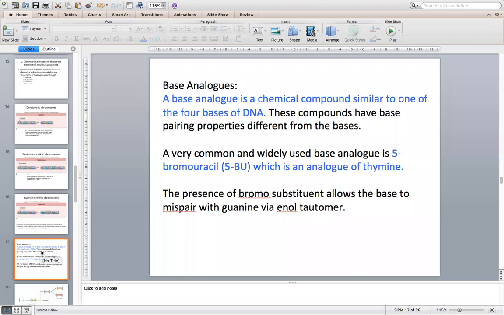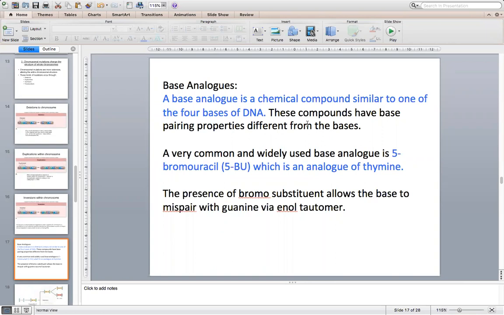Next one is the base analog. Now we are going to see the chemical mutation. In chemical mutation, we have the base analog. Analog means something that is similar. We have four bases: adenine, guanine, cytosine, and thymine. We have some chemicals that have structural similarity with one of the bases, so we can call them a base analog. However, what is the problem with it? The problem is their base pairing properties will be different.